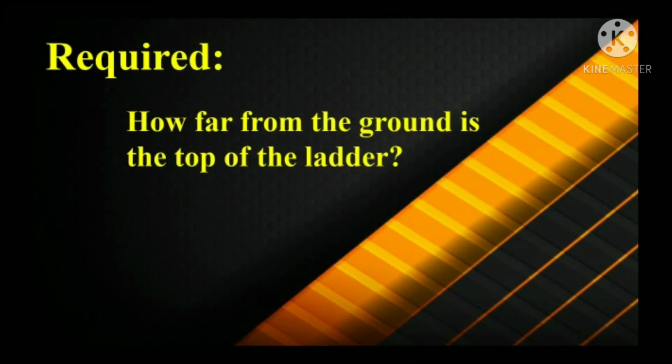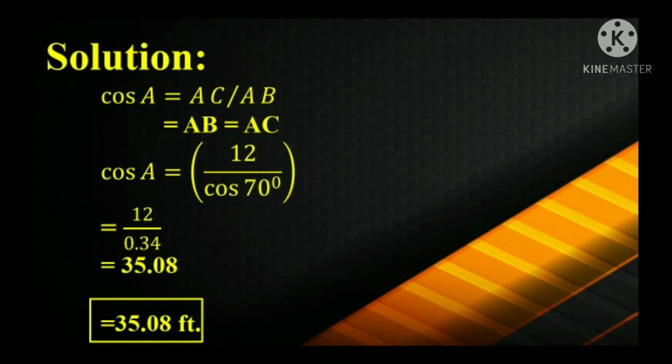Required: how far from the ground is the top of the ladder? My solution is cosine 70 degrees equals 12 over the ladder length. Cosine 70 degrees is equivalent to 0.34. Therefore, 12 over 0.34 is equal to 35.08. I therefore conclude that the ladder is 35 feet long.